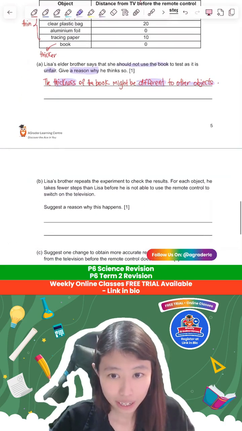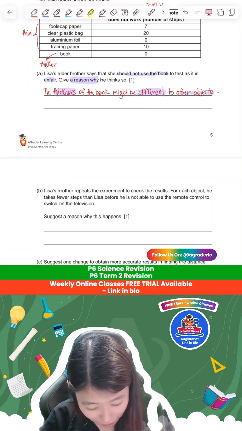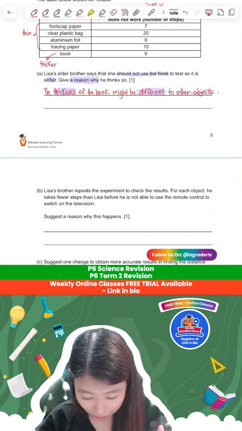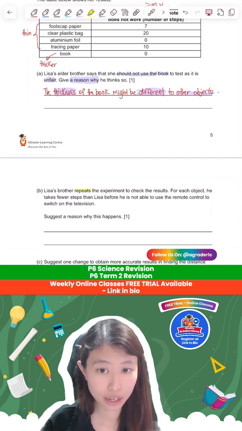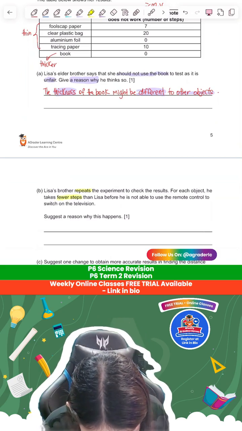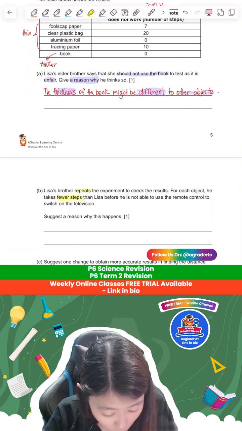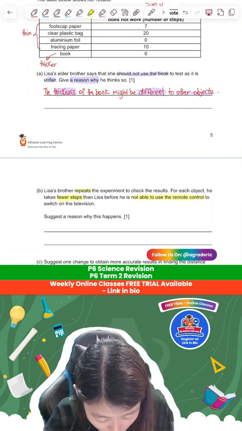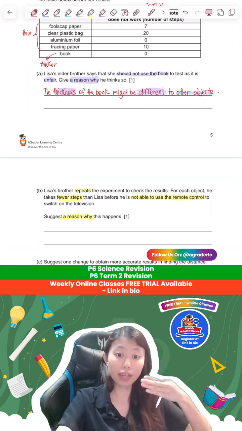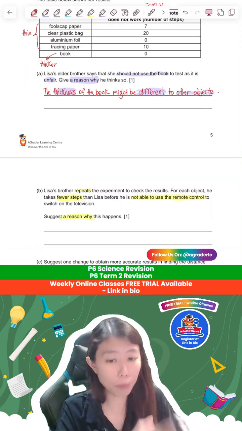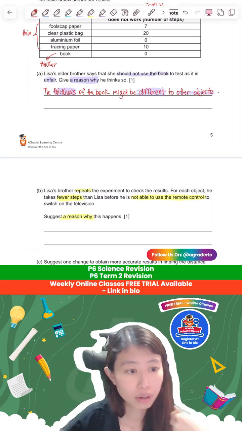Okay, so for B, it says that Lisa's brother, everybody, you all must take note, repeats the experiments to check the results. And for each object, he takes fewer steps than Lisa. But he's not able to use the remote control already. Suggest a reason why this happens. Any idea? What do you all think? Lisa must take more steps away, then the remote control cannot work. But her brother took fewer steps, but it cannot work anymore. What do you all think?